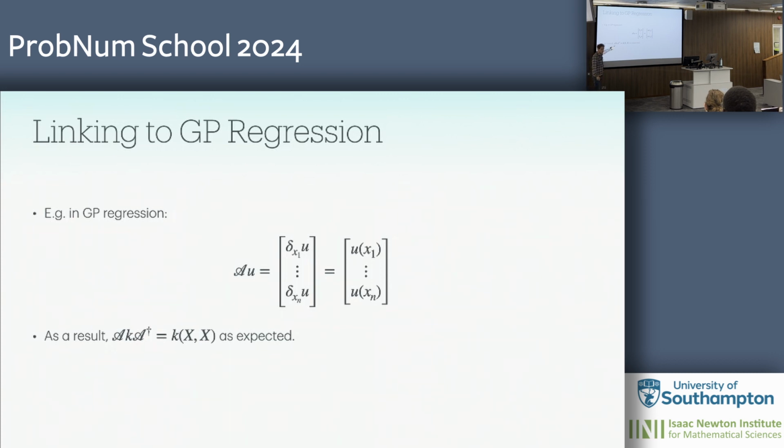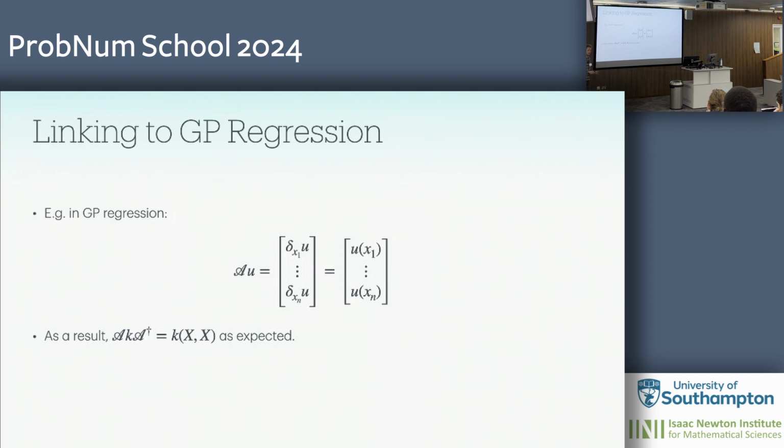So then if I think of this in the context of this adjoint notation, then again I'm just going to get back this covariance, this Gramian matrix K_XX, because this A dagger is just taking my kernel function and evaluating it in the second argument at this set of spatial locations.